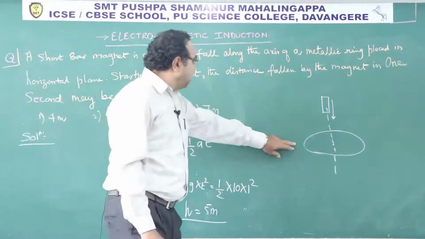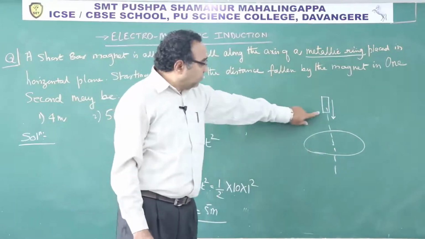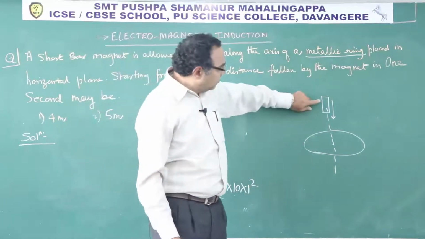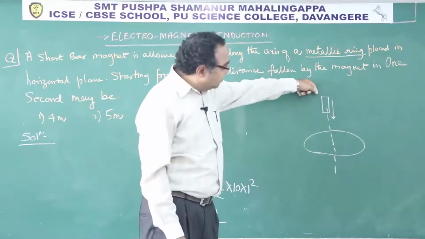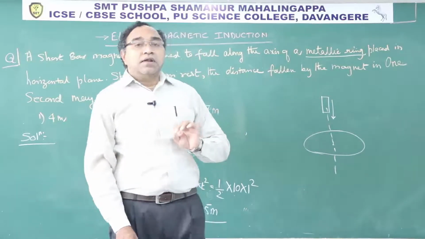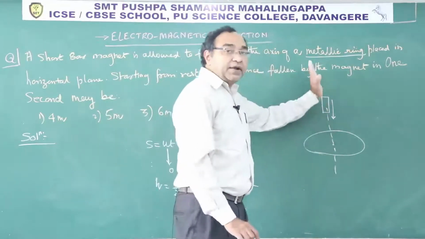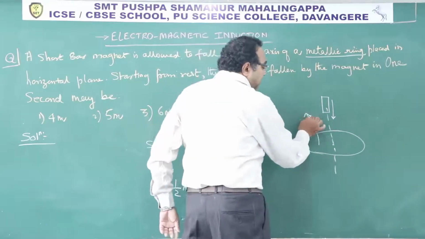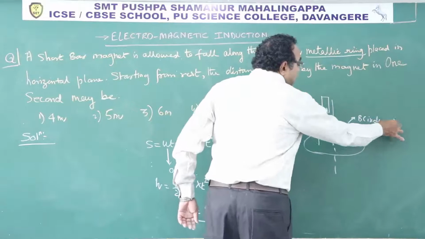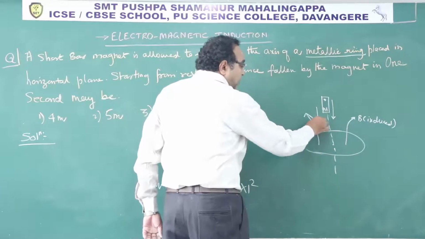Why? Because it is given that it's a metallic ring. So therefore, with a metallic ring, whenever there is a change in the flux linked with the coil, an EMF will be induced. Observe, the flux linkage is increasing as the magnet is coming closer and closer. Flux linked with the coil is increasing. So in the coil, EMF will be induced so as to oppose that increase. Means the induced EMF will be in this direction. This is B induced.